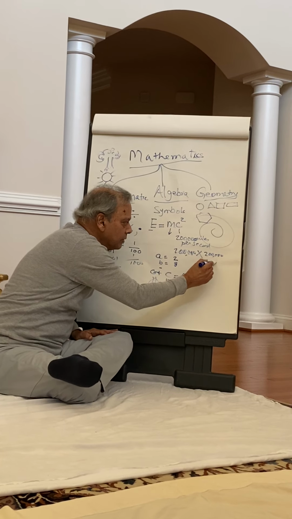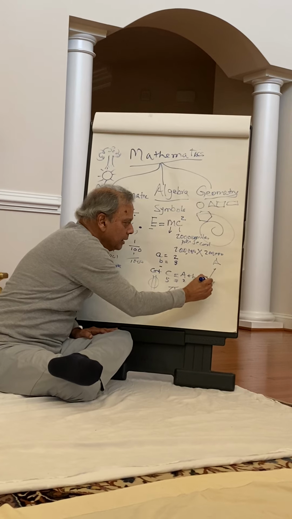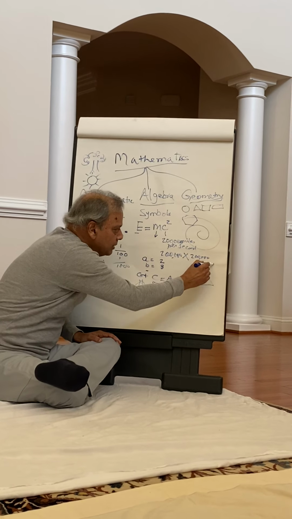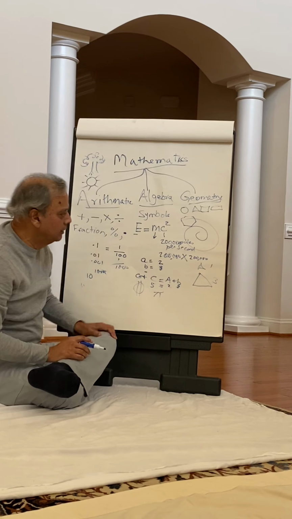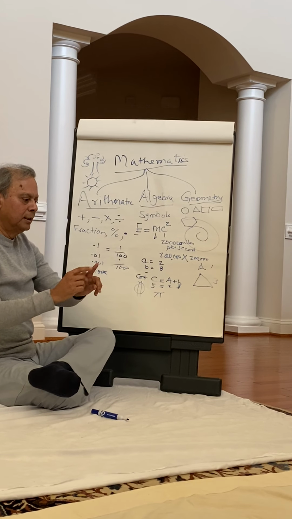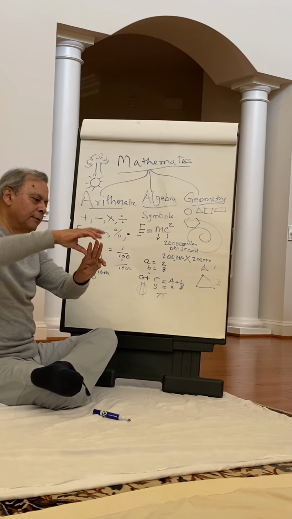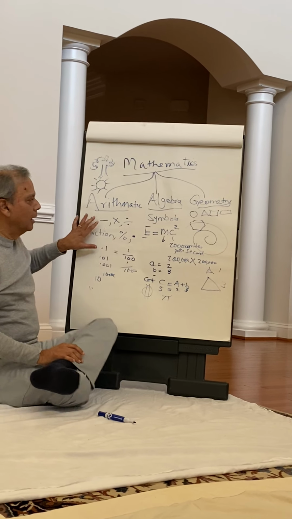Now this is one triangle, and this triangle is almost 3 times this size, right? So if this is 1, this is 3. So this is bigger. So then arithmetic came.